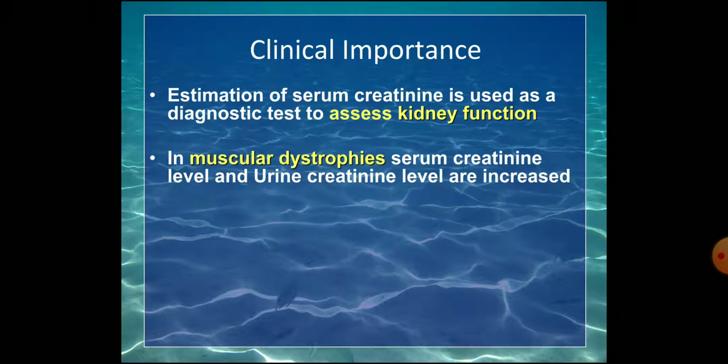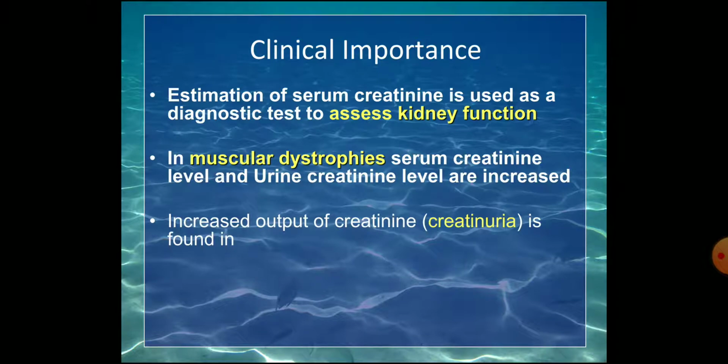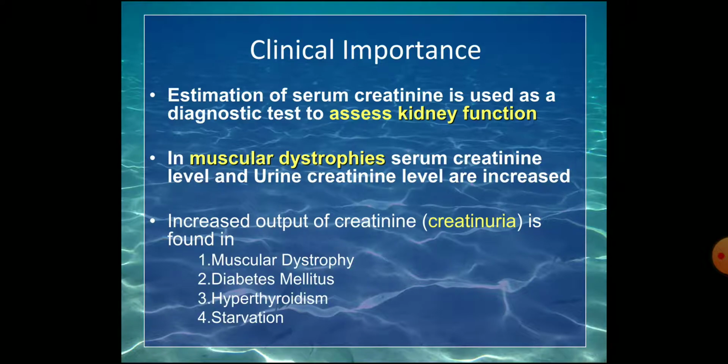In muscular dystrophies, the serum creatinine level and the urine creatinine levels are increased. Increased output of creatinine, that is creatinuria, is found in muscular dystrophy, diabetes mellitus, hyperthyroidism, and starvation. In all these conditions, increased output of creatinine is seen in the urine.